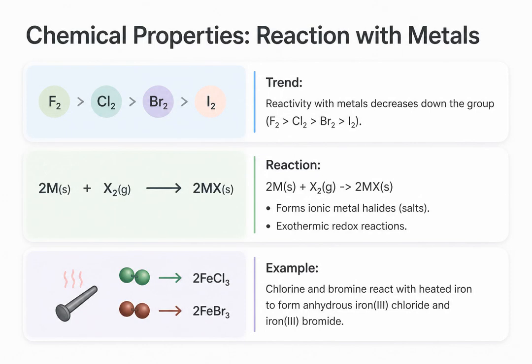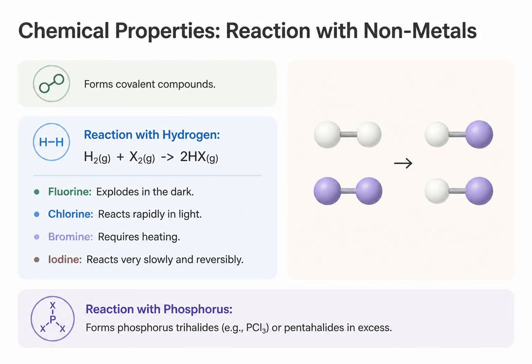Halogens react vigorously with heated metals to form ionic salts called metal halides. In these redox reactions, the metal is oxidized and the halogen is reduced. As expected, the vigor of this reaction decreases down the group, with fluorine reacting explosively, while iodine requires much more coaxing. Halogens also react directly with nonmetals to form covalent compounds.